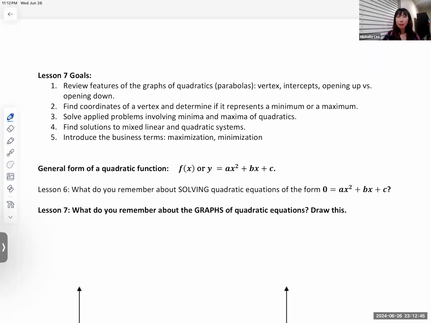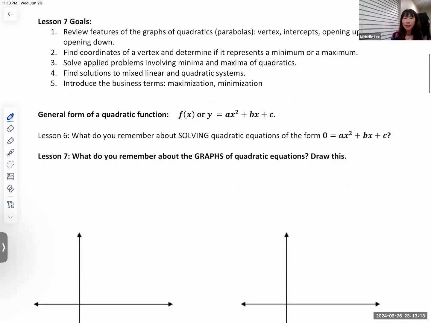Hello everyone, this is lesson 7. The goal is to review features of graphs of quadratic parabolas: vertex, intercepts, opening upward, downward, and maximum, and business terms, maximization and minimization. Okay, all right, so we did lesson 6.